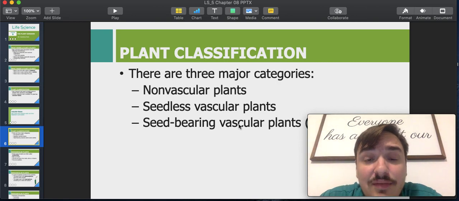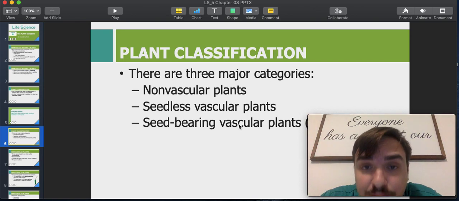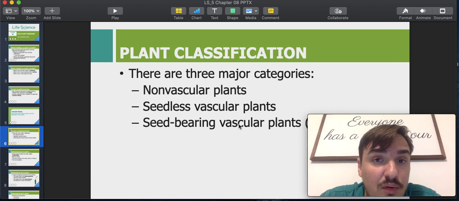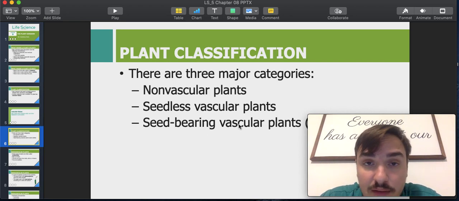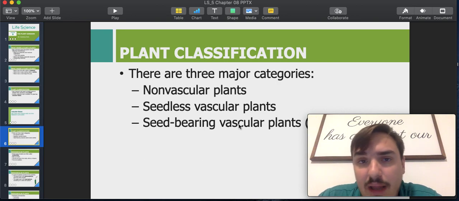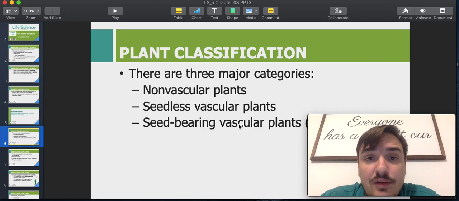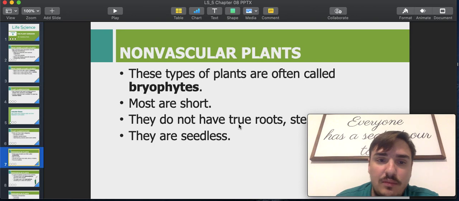Then you have seedless vascular plants. The example of this is a fern. So they do have vascular tissue, so they can grow a little bit bigger, but they don't have seeds. So they'll actually still reproduce by means of spores. And then you have seed-bearing vascular plants, and these are most of the plants that we see. These are flowering plants, gymnosperms that have cones and things like that. So the most common type of plant that we see is going to be a seed-bearing vascular plant.